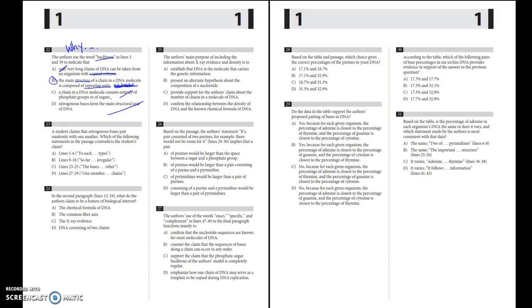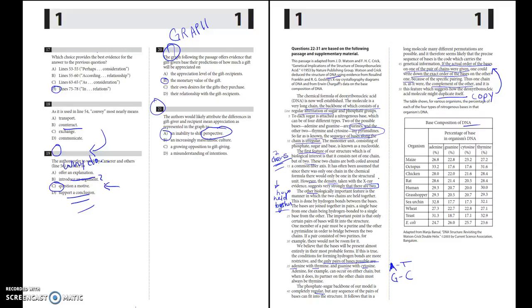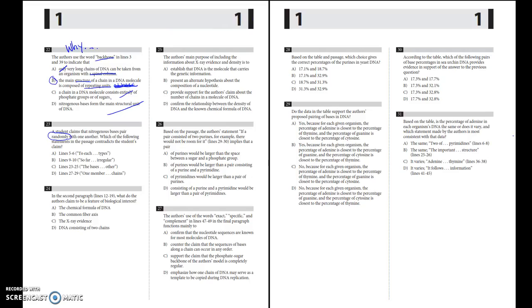23. A student claims that nitrogenous bases pair randomly with one another. Randomly? Well, we may have already stumbled across something. It doesn't say it's random, does it? It says they have to be in a certain configuration. So which part contradicts that? So we have 2 answers that are in the very beginning, and then we have these 2 that are sort of in the middle.